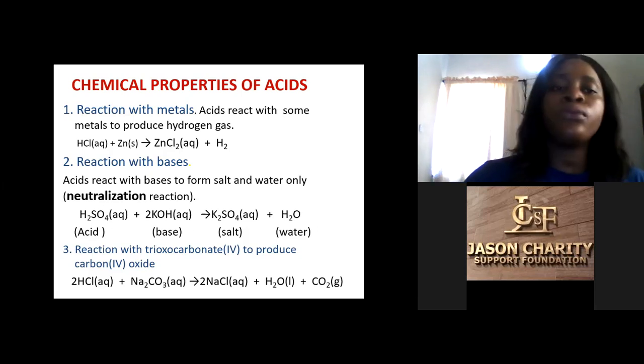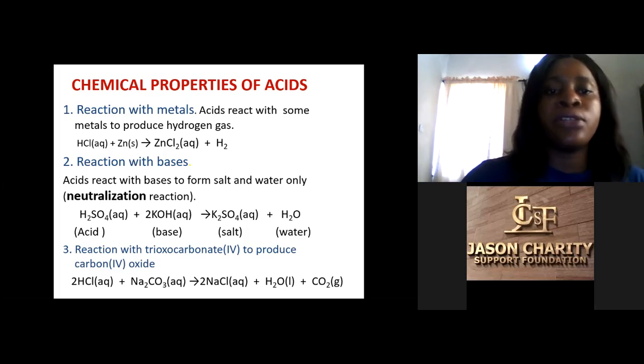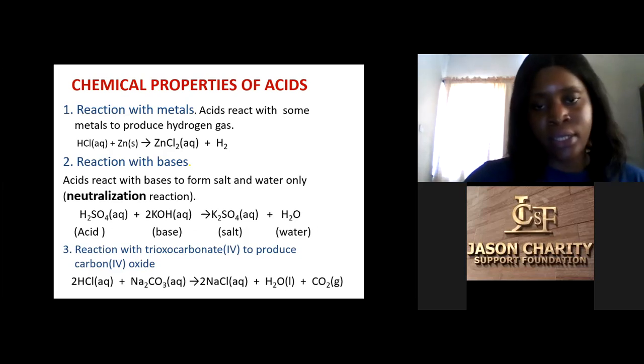Okay, so let me run it again. So chemical properties of an acid are, first, a reaction with metals to produce salt and hydrogen gas. Another one is a reaction with base, which is known as neutralization reaction, to produce salt and water. And then another reaction is between an acid and the trioxocarbonate 4 salt to produce carbon 4 oxide. Salt and also water are liberated in the process.